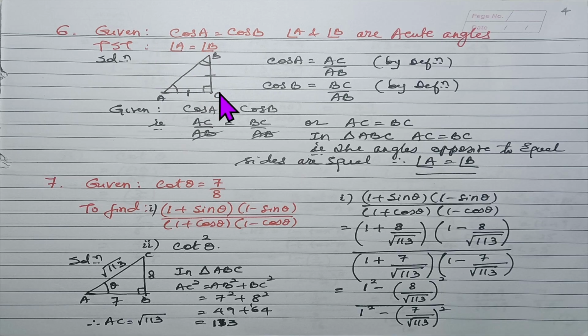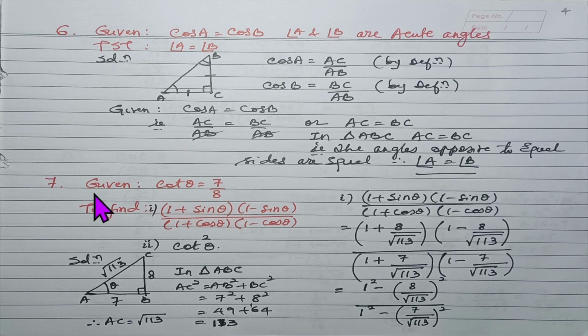Now let us take the triangle ABC. What will be cos of A here? Cos of A will be AC by AB, and that is correct by definition, and cos of B will be BC by AB by definition. But we are given that cos A is equal to cos B, that means AC by AB is equal to BC by AB. AB will cancel, so AC is equal to BC. In this triangle AC and BC are equal, and in a triangle if two sides are equal, the angles opposite to them are also equal, and therefore angle A is equal to angle B, and that is exactly what has been asked. We have to prove that, so we have proved angle A is equal to angle B.